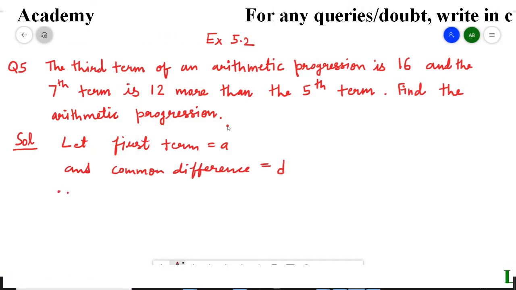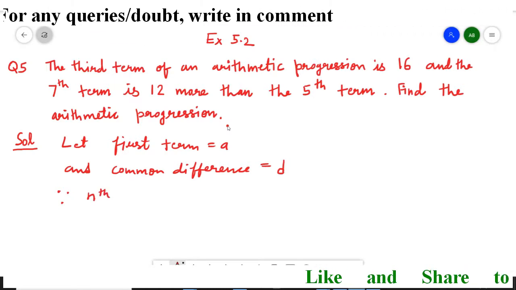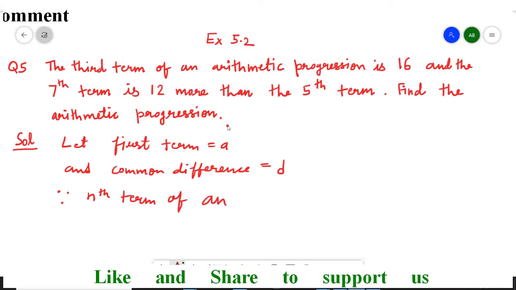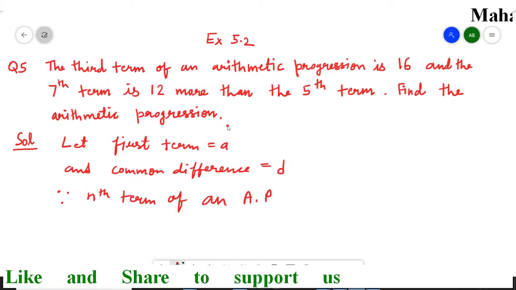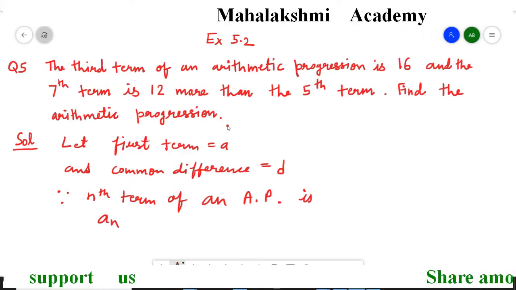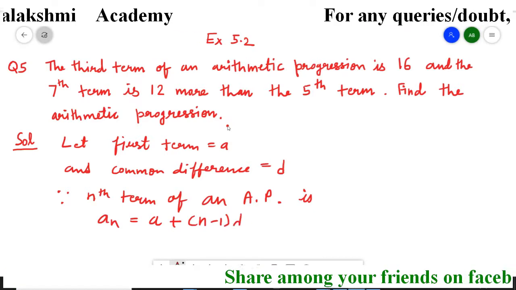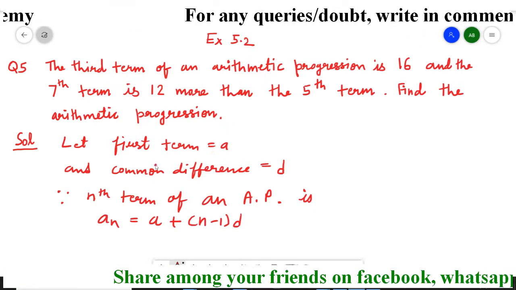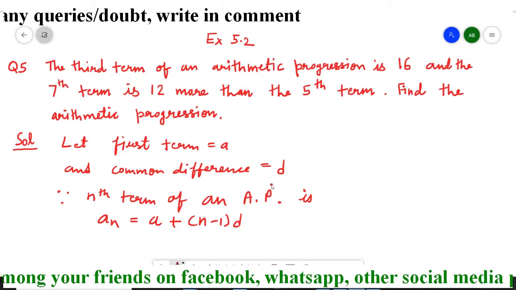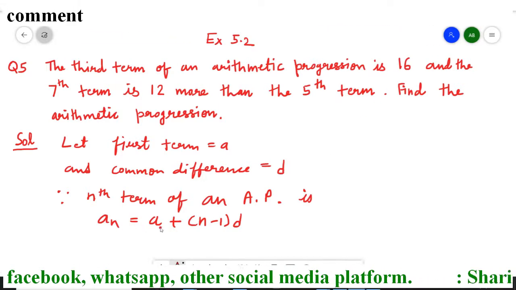Then since terms are available, we'll use the nth term formula. So we'll write here, since the nth term of an arithmetic progression, short form AP, is AN is equal to A plus n minus 1 D. So what we have done here: first I assumed the first term as A and the common difference as D, and since terms are available to us, I wrote the nth term formula.